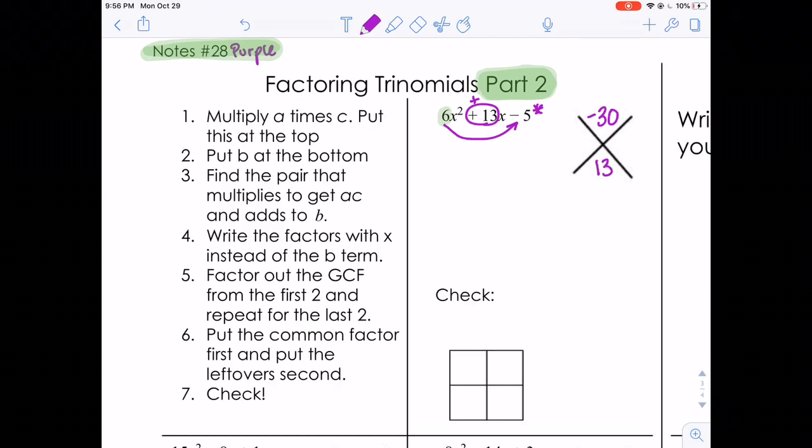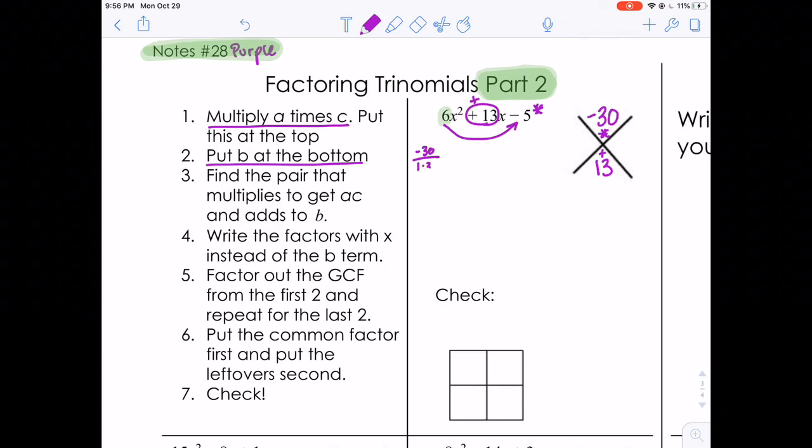So I'm going to go about this the normal way. So I'm multiplying A times C. I put that at the top. I put B at the bottom, right? So I'm going to find the pair that multiplies to get AC and adds to get B. So I'm thinking about the things that multiply to get negative 30.